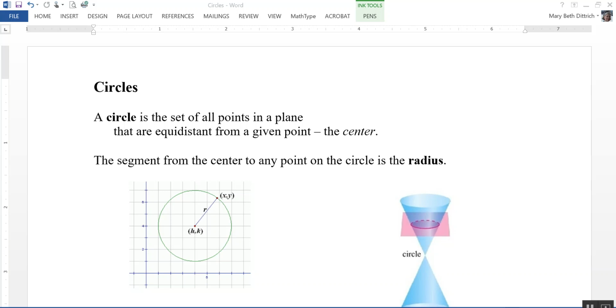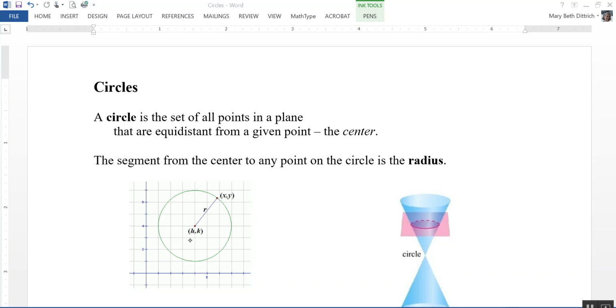This video is on circles. Recall from geometry that a circle is the set of all points in a plane that are equidistant from a given point, that given point being the center. The segment from the center to any point on the circle is called the radius. So here we have a picture of a circle.